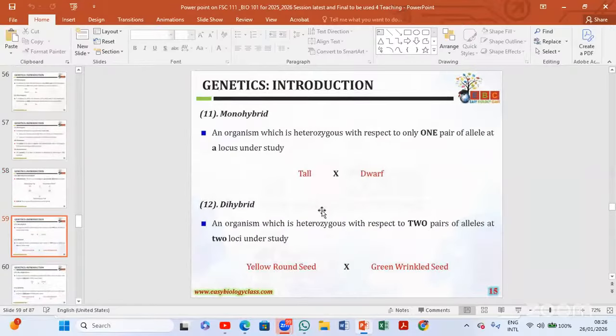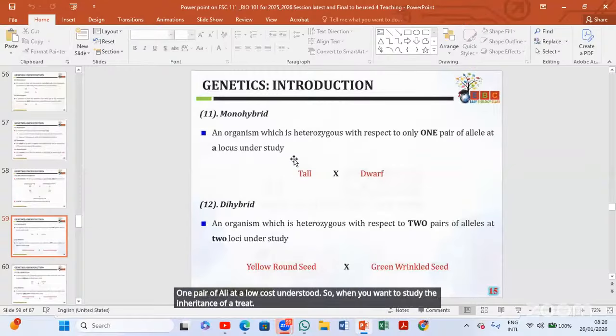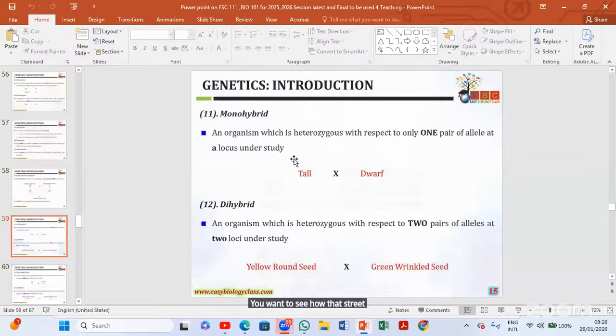Then we equally talk of monohybrid. Monohybrid simply means crossing involving one pair of allele at a time. Crossing involving one pair of allele at a locus under study. So when you want to study the inheritance of a trait, you want to see how that trait is being passed from one generation to the other. It's being passed from parents to offspring. And you talk of monohybrid. Mono simply means one. You are following the inheritance or the transmission of one trait at a time.